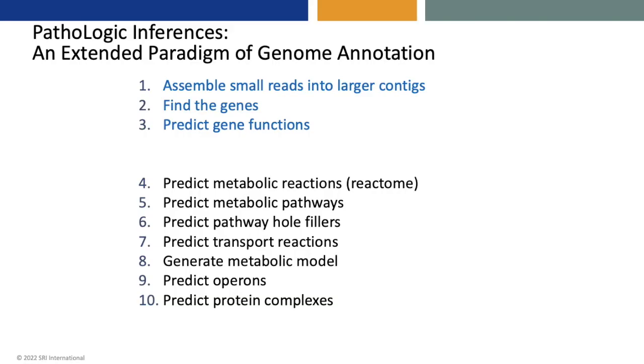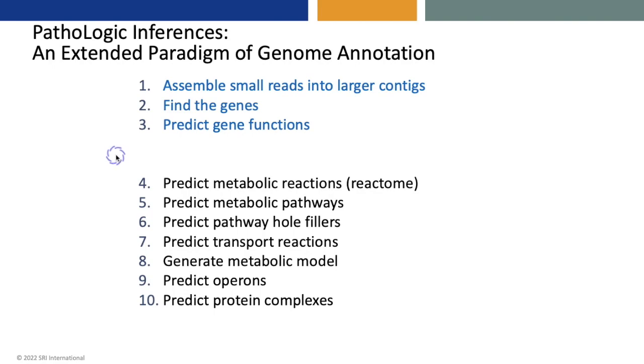Now, what are the actual inferences that Pathologic performs when it creates a new pathway genome database? We call this the extended paradigm of genome annotation supported by Pathologic. What people think of as the traditional paradigm of genome annotation is these first three steps: assembling the genome into large contigs from individual reads, running gene finders, and predicting gene functions. And it's the output of this process that is the input to Pathologic. Pathologic then performs the following inferences.